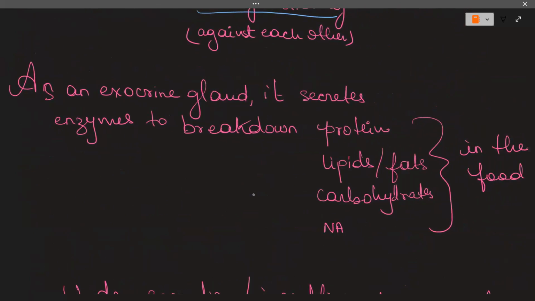property of an exocrine gland? It's a great enzyme. Yes, that is right. But what is the mode of secretion? How do you define any exocrine gland?